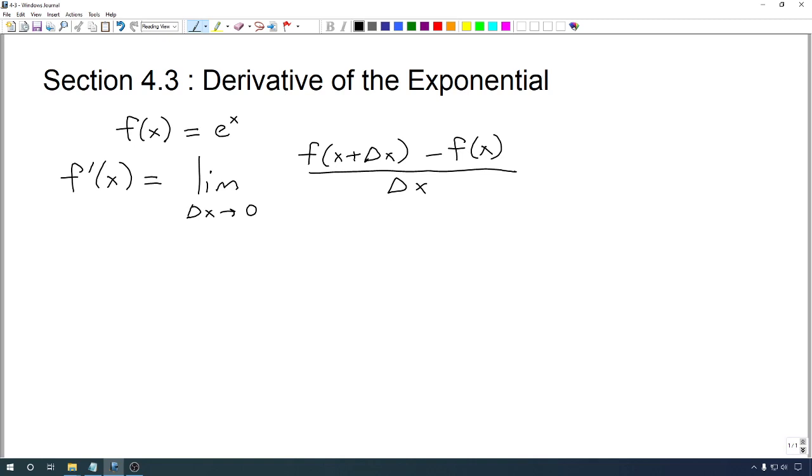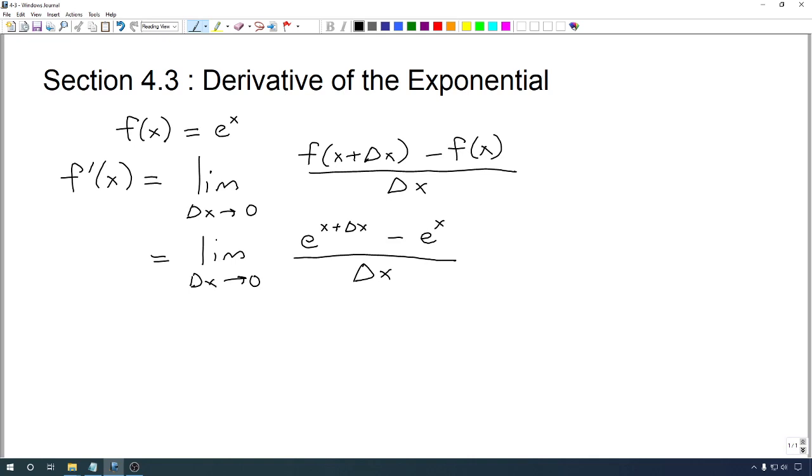Of course, the first thing that we want to do is put in the function itself. So f of x is e to the x. So this first part is e to the x plus delta x. Then we just have e to the x, and it's all over delta x.